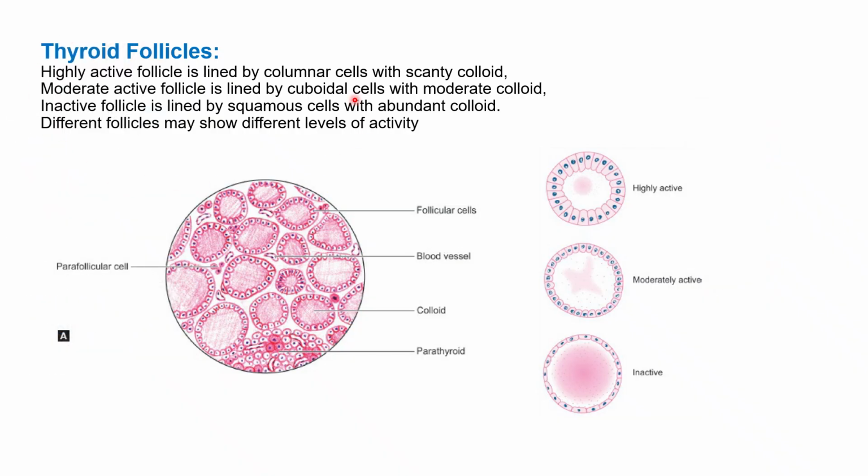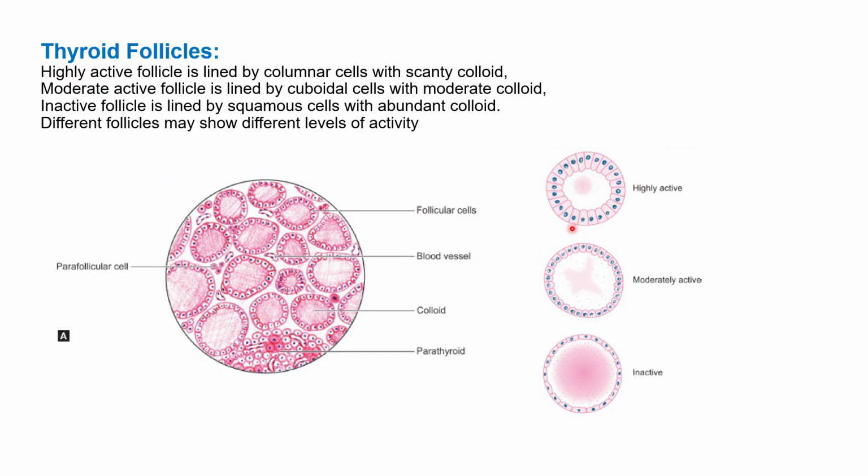Now this is a microscopic picture of thyroid follicles. Here you can see these circular diagrams. These are follicles and lined by epithelium. Inside these follicles, there is pink colored structure called colloid, and between these follicles into the stroma, there are parafollicular cells. You can see this highly active follicle diagram.